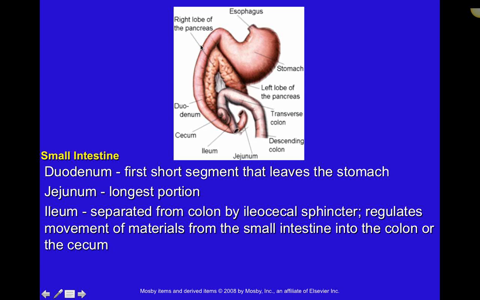The jejunum is the longest portion of the small intestine, and the ileum is separated from the colon by the ileocecal sphincter, or the ileocecal junction is acceptable as well. And that regulates movement of materials from the small intestine into the colon, or into the cecum. Sorry, no, it shouldn't even be colon, into the cecum.